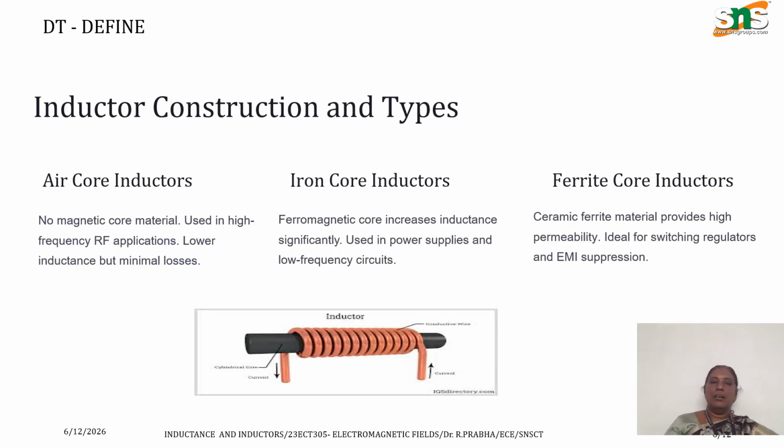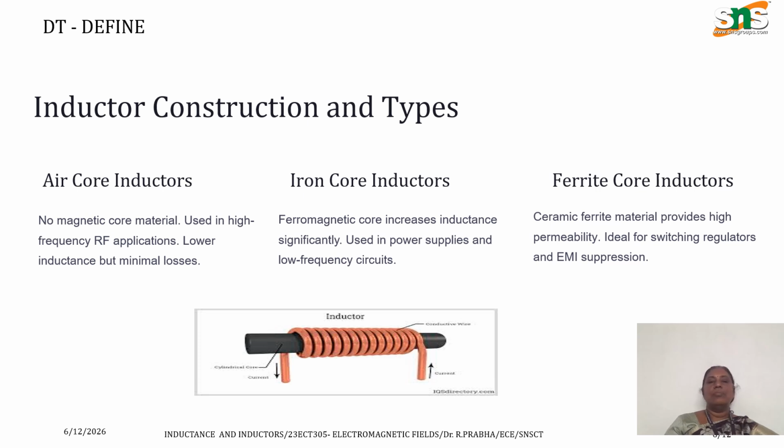Based on the core material used, there are three types of inductors. One is air core inductors, second is iron core inductors, third is ferrite core inductors. In air core inductors, no magnetic core material is used, and this is very useful in high frequency RF applications. This exhibits lower inductance but minimal losses.